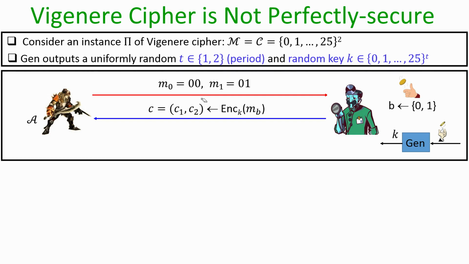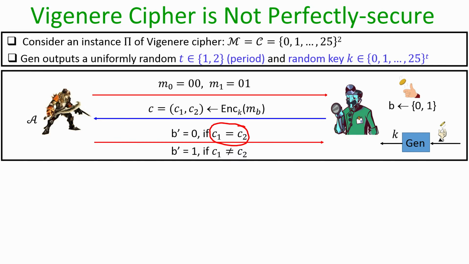Since in this case the plaintext which is encrypted consists of 2 characters, the ciphertext is also going to contain 2 characters. Now, the goal of the attacker is to find out, after seeing this ciphertext C, whether it corresponds to an encryption of 00 or an encryption of 01. And the adversary does that by applying the following strategy. It compares the two ciphertext characters in C, namely C1 and C2, and if it finds that C1 and C2 are the same, then it predicts that the message M0 is encrypted in C, whereas if C1 and C2 are different, then it predicts that the message M1 is encrypted in C.